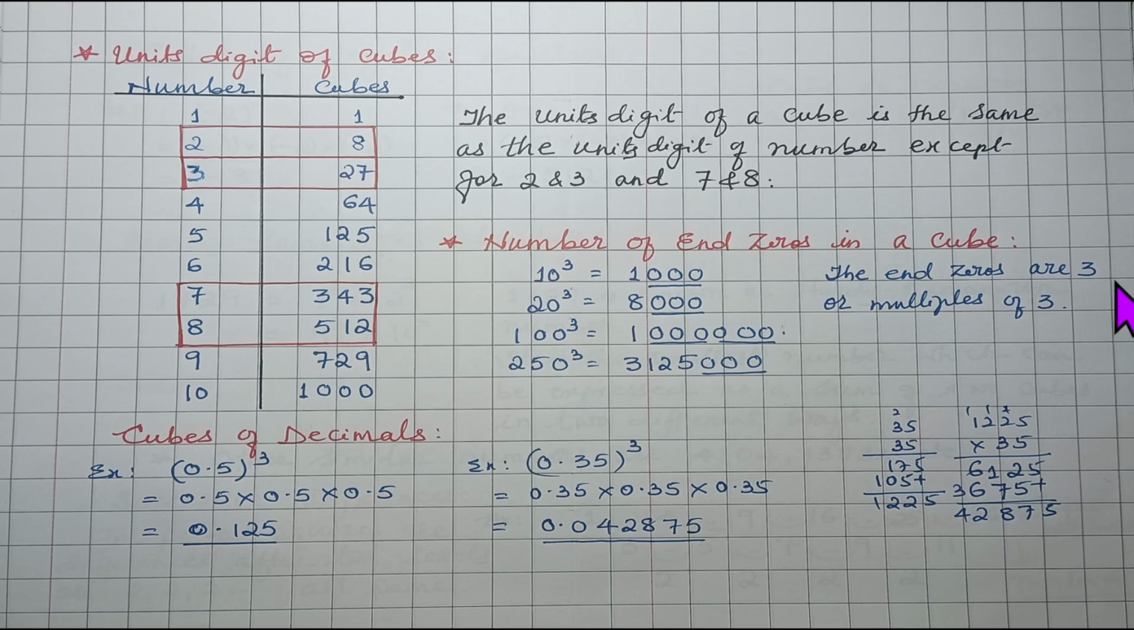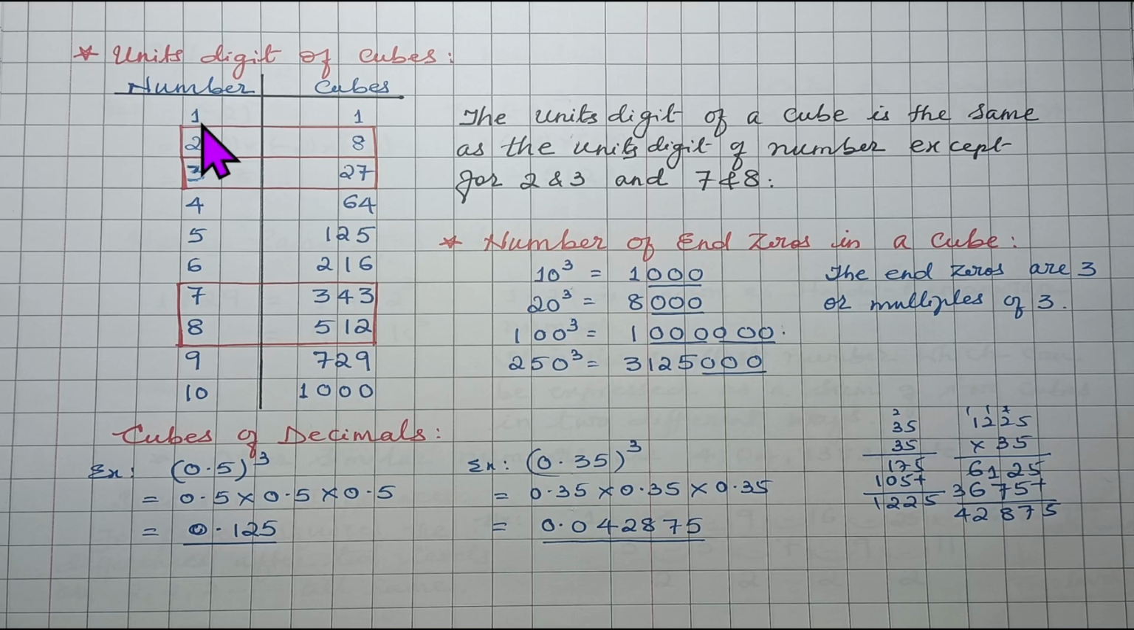Now this is again an important chart. We are given here the numbers and their cubes. And if you take cube of 1, it is 1, cube of 2 is 8, cube of 3 is 27, cube of 4 is 64, cube of 5 is 125, cube of 6 is 216, cube of 7 is 343, cube of 8 is 512, cube of 9 is 729, cube of 10 is 1000.